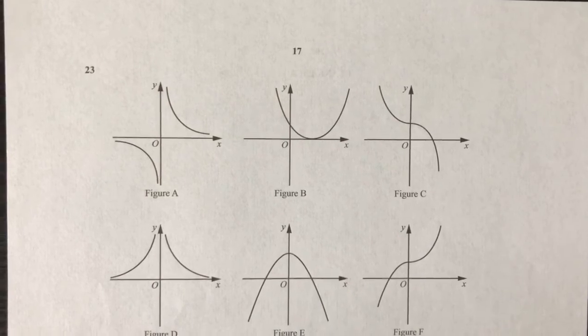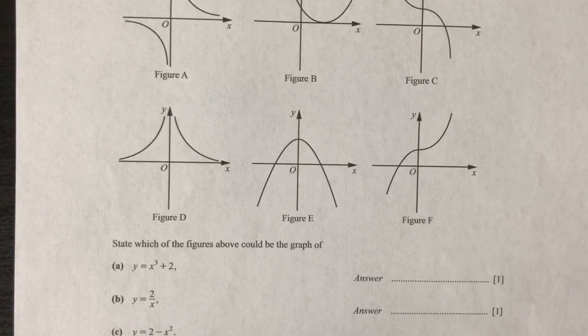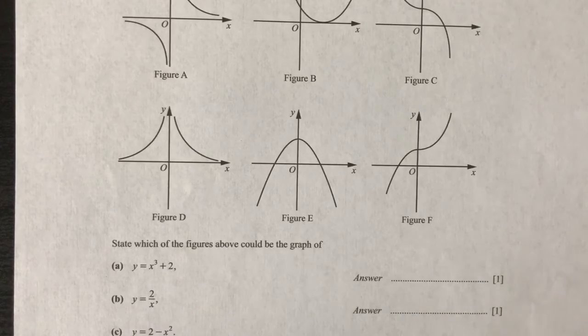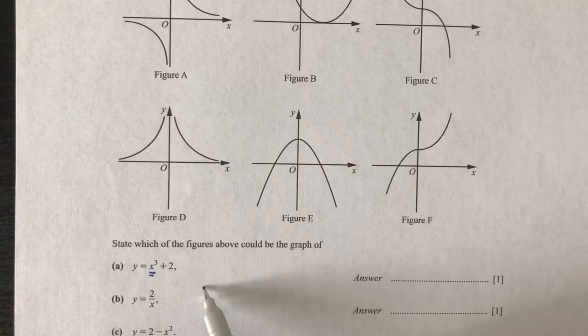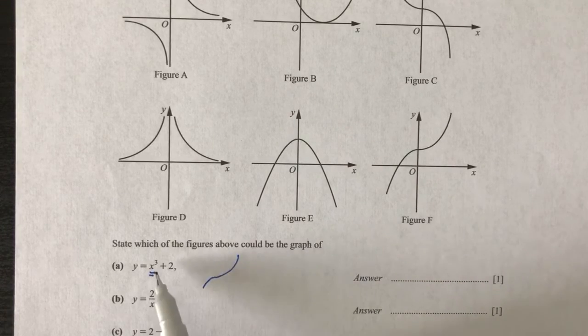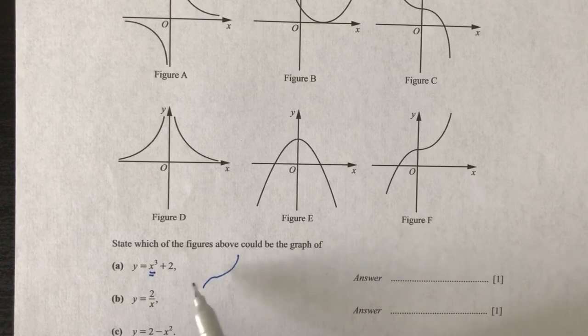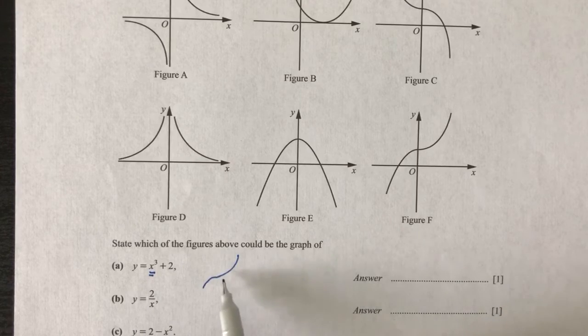Question number 23. State which of the following graphs could be the graph of, the first graph is y equal to x cube plus 2. When we have x cube, it will have a shape like this, with an inflection point. If we take the value of x as negative, y can become negative as well. If x becomes positive, y can become positive as well.